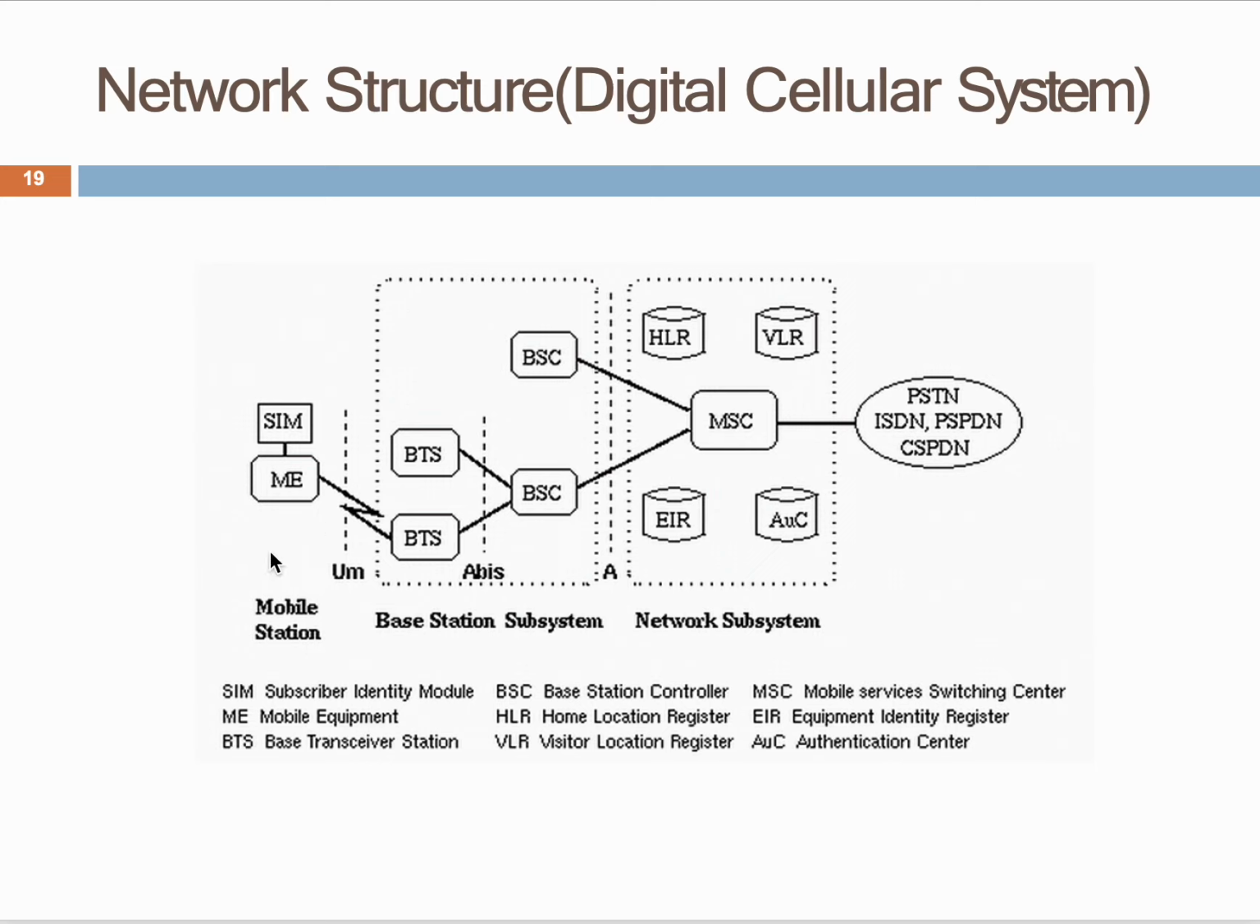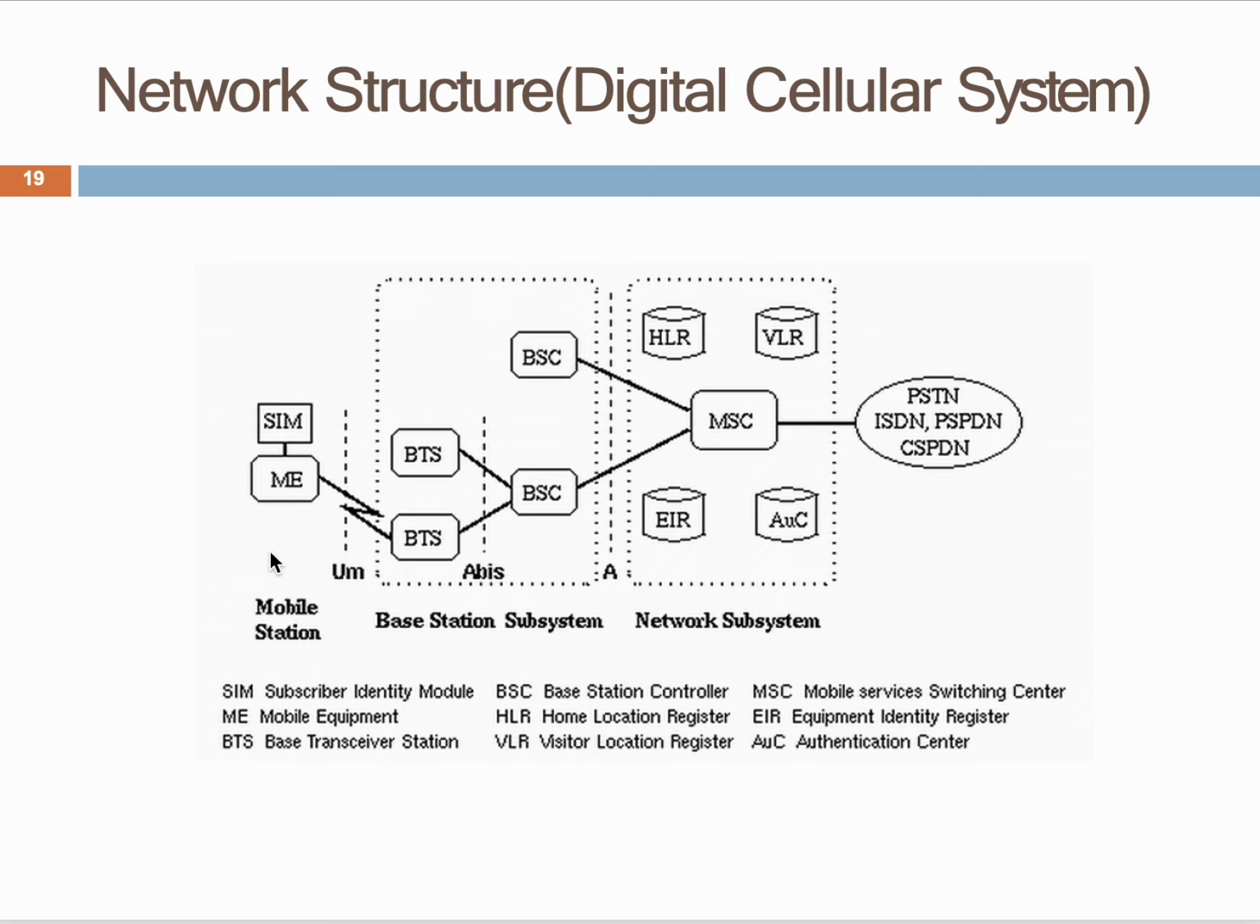Now, if we observe the network structure of a digital cellular system, we know that any cellular system, any communication network, can be either analog or digital. But nowadays, we use only digital cellular systems because they have many advantages over analog systems. The primary thing is that we can detect as well as correct errors in the network in a digital cellular system, which is a difficult process in an analog system.